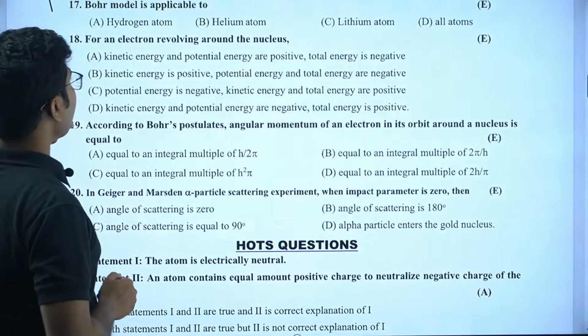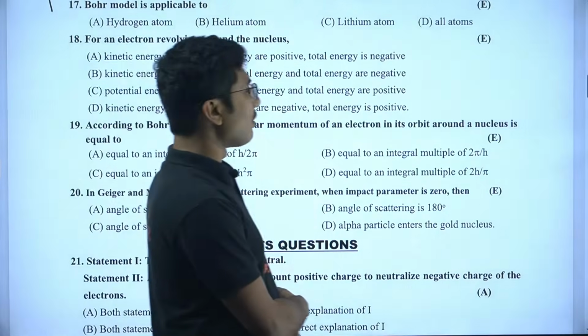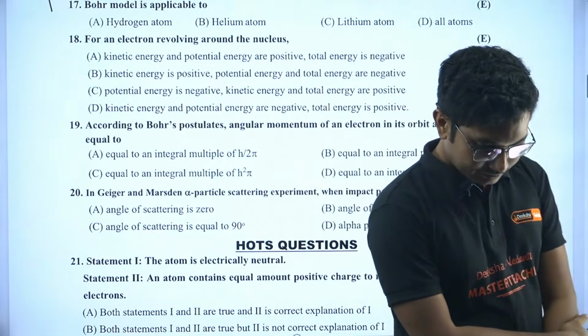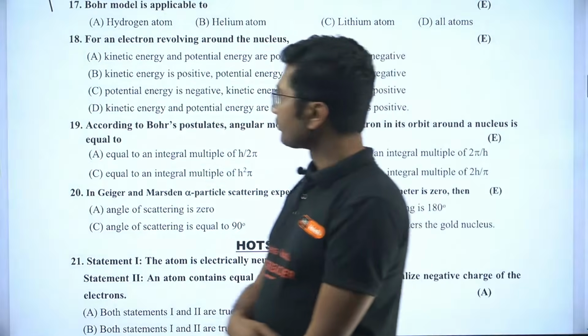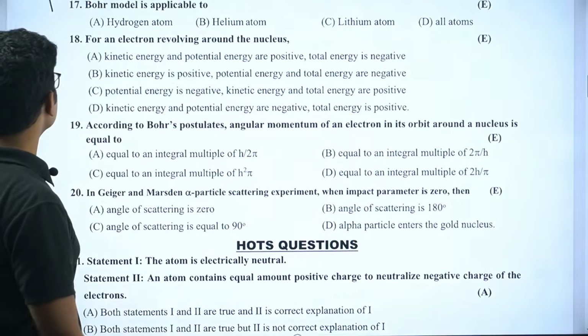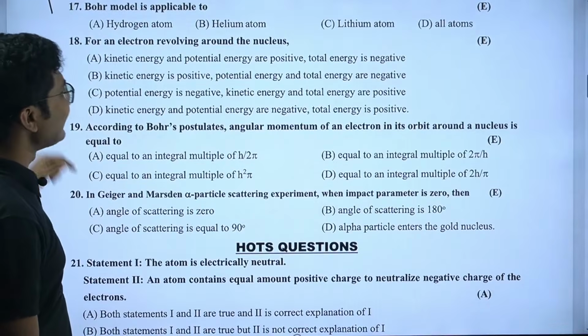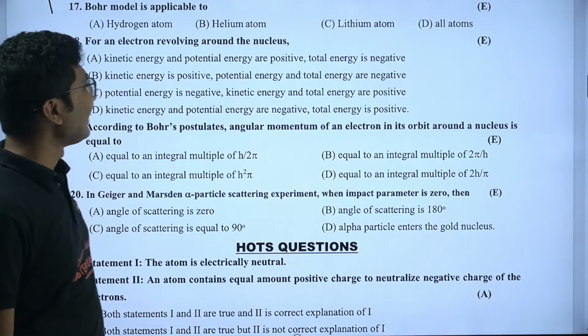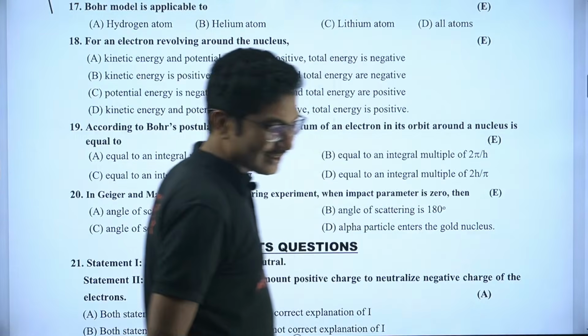Bohr's model is applicable to: hydrogen atom, helium atom, lithium atom, or all atoms? 16 was B. Now 17. This is a very easy question. I don't know why I am asking this question again. Yes, 16B was correct.